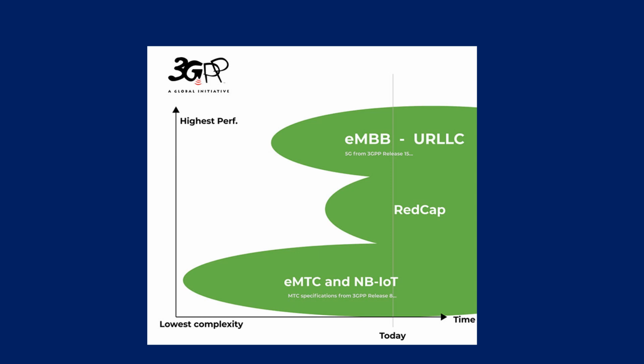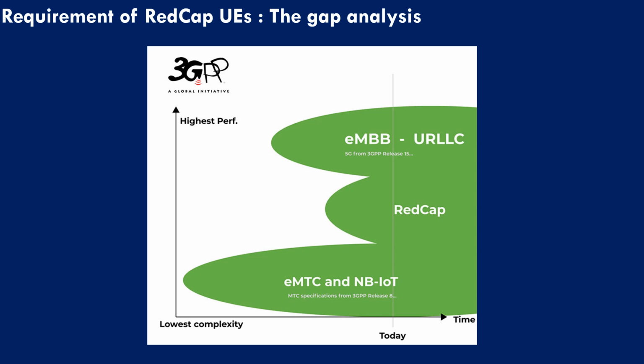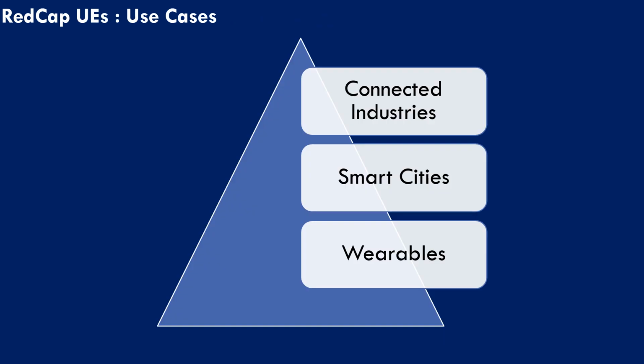This image from 3GPP summarizes where RedCap UEs fit between eMBB, URLLC, high performance UEs, and eMTC or NB-IoT, less complex UEs. NR RedCap UEs will play a large part in growth of 5G as wearables for medical, business and personal monitoring on stream. On an industrial scale, the other area of major growth will be the use of RedCap sensors for campuses, factories and large private sites. RedCap UEs may primarily serve these three use cases: connected industries, smart cities, and wearables. We'll be discussing these three use cases in detail in the subsequent slides.